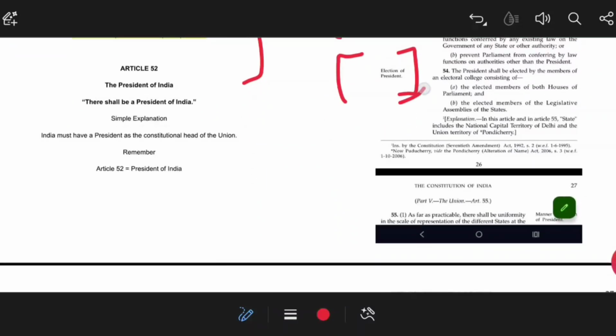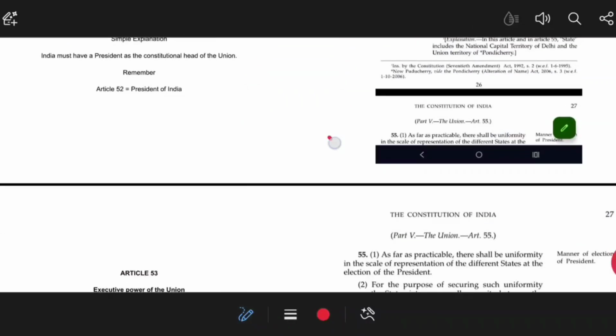You can see various clauses here about the electoral college, who has the eligibility to participate in the election. Everything in detail is discussed in article number 54. As you can see, article number 55 also covers how the president will get elected, that is, the manner of the election of the president. So election of the president in article 54, manner of the election in article number 55. Article 52, there shall be a president for the Union of India. Article number 53, the executive power of the Union shall be vested in the president.